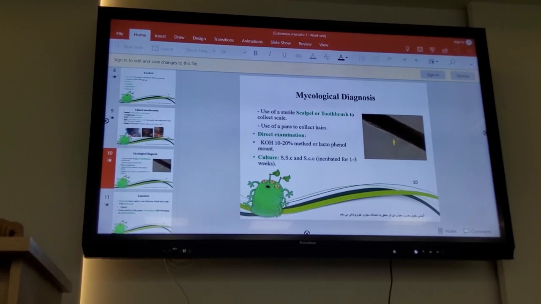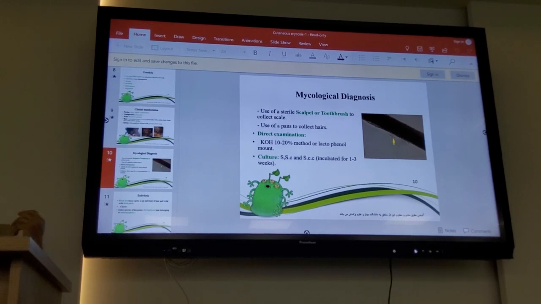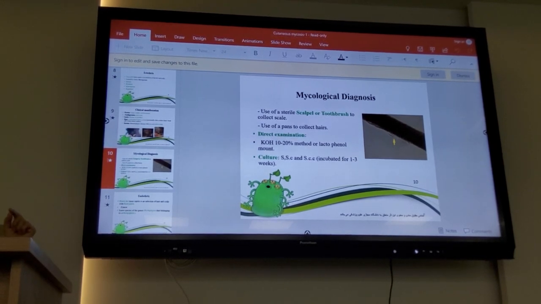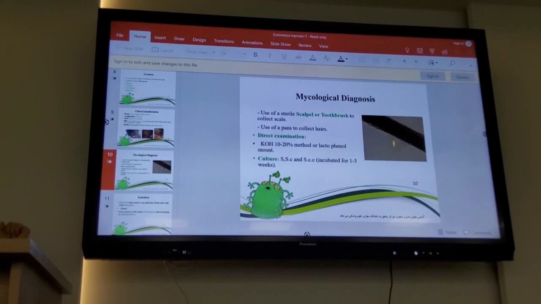Okay, how can we understand the source of the dermatophyte?